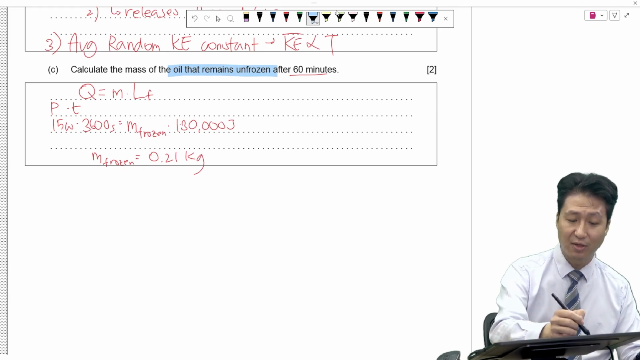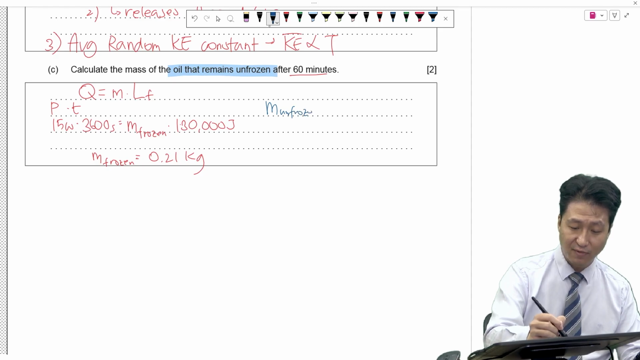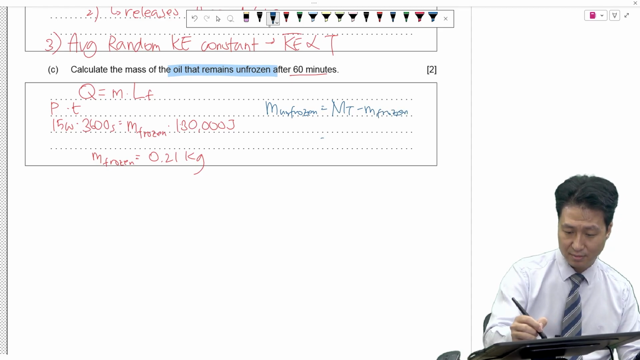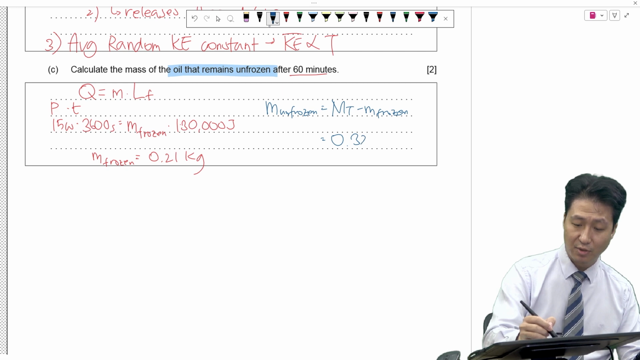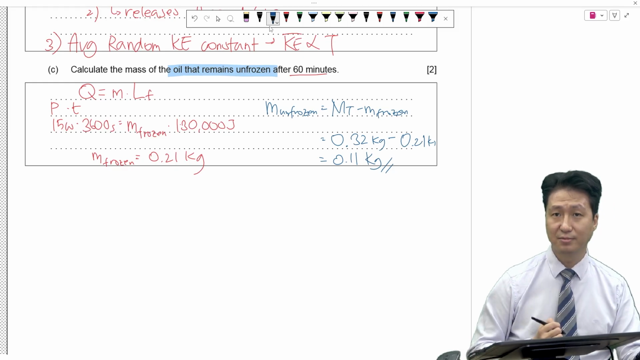Remember, they asked for the oil that remains unfrozen. So the amount of mass of the oil that is unfrozen will equal the total mass minus the mass that froze, which is 0.32 kilograms minus 0.21 kilograms that froze, which is 0.11 kilograms of oil.